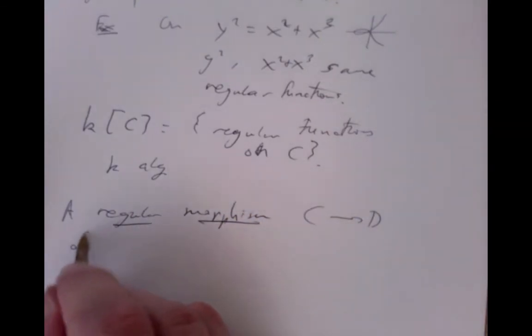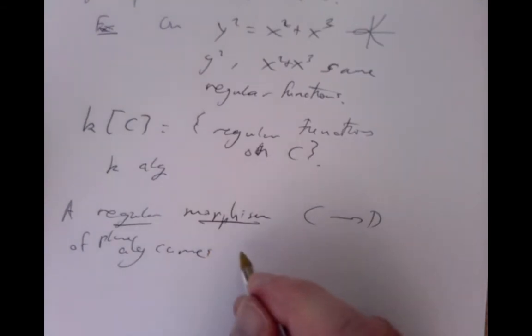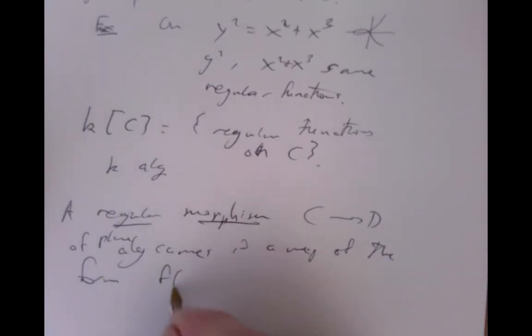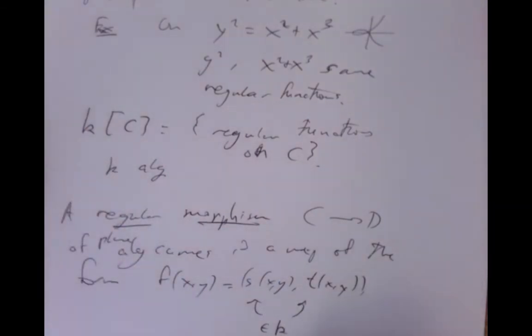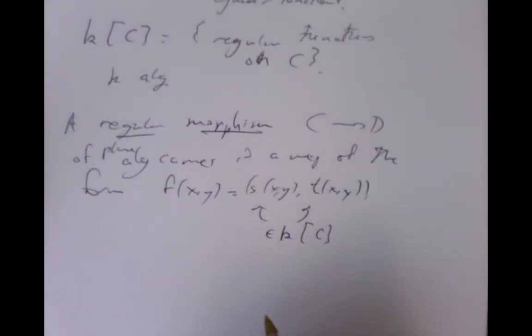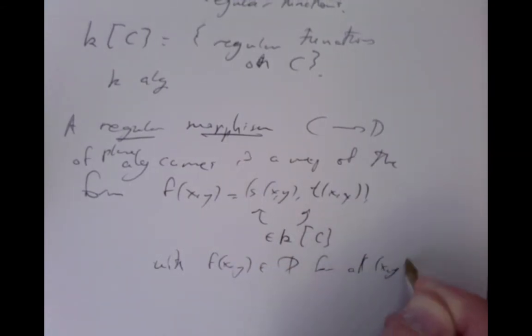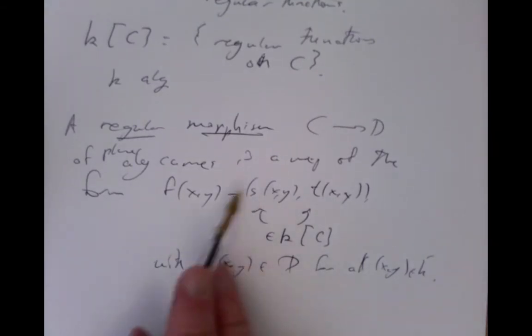A regular morphism from C to D of algebraic curves, plane algebraic curves, is a map of the form f of x and y is some S of x and y, and some T of x and y, where these have to be in the regular functions of C, so these are regular functions, and with f of x and y in D for all x and y that we can plug in from the closure of the field. So that's what we'll mean by a regular morphism.